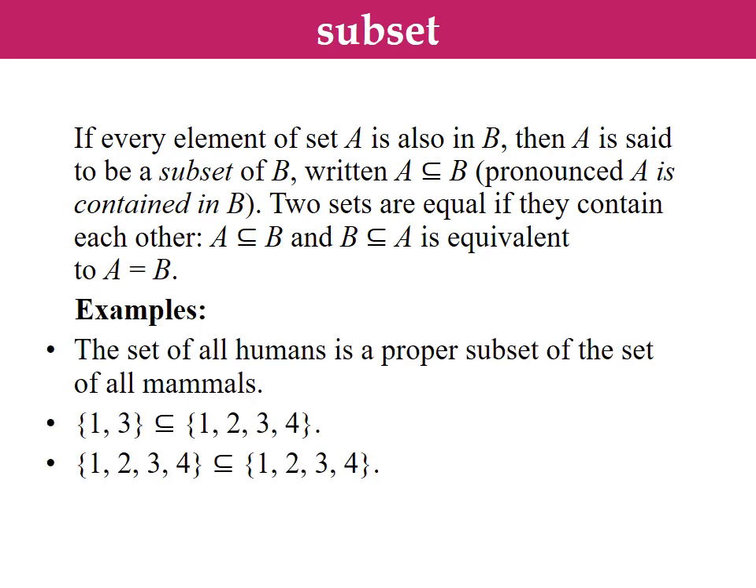For example, the set of all humans is a proper subset of the set of all mammals. Look at the second example. 1, 3 is a subset of 1, 2, 3, 4. And look at another example. 1, 2, 3, 4 is a subset of 1, 2, 3, 4. Even so, I can say it is not a proper subset because the sets are equal.